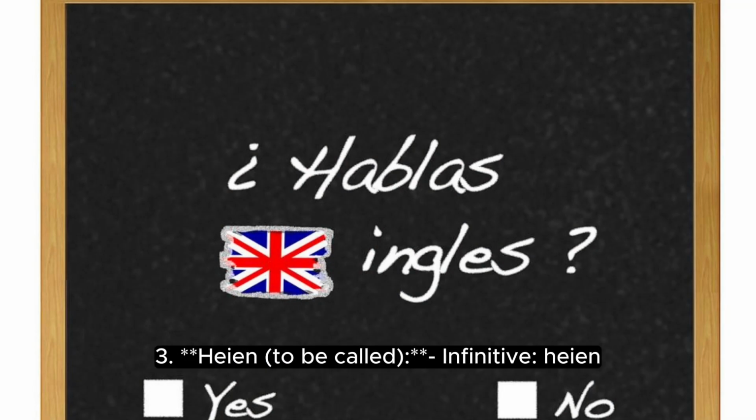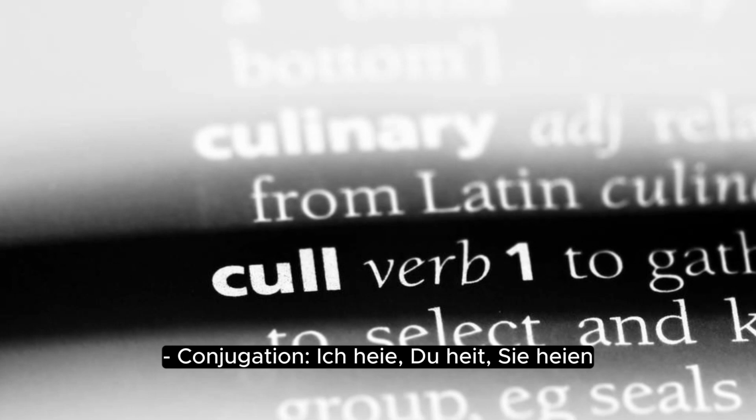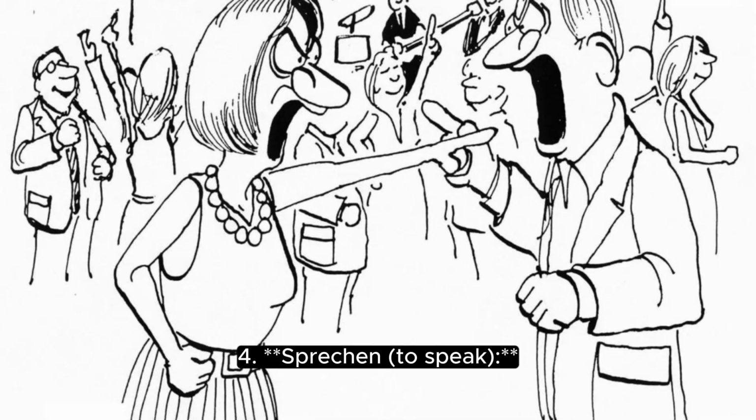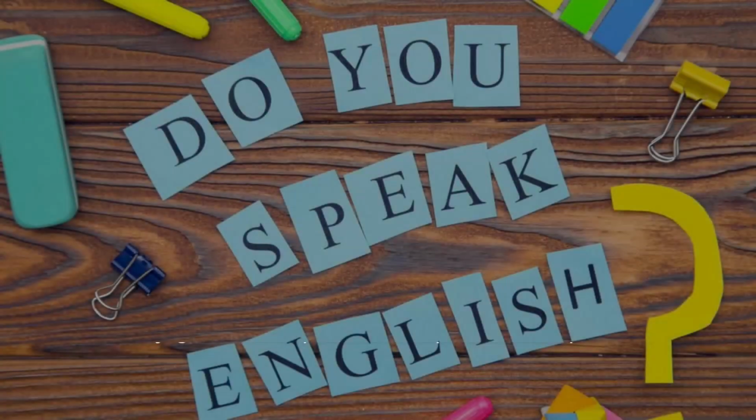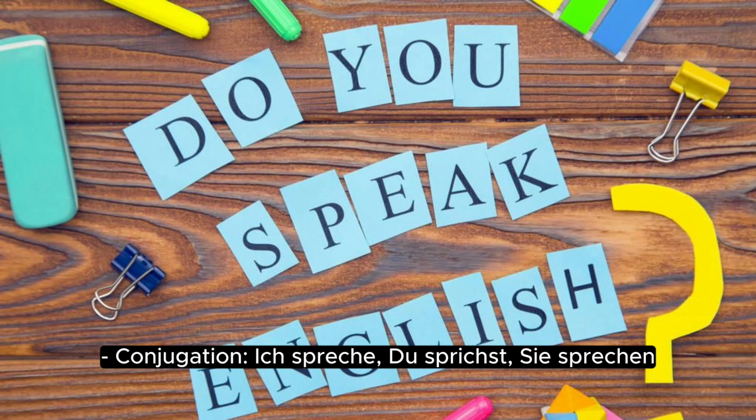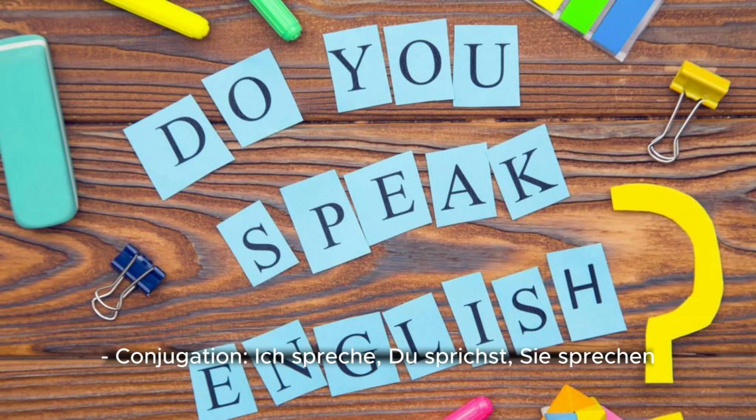3. Heißen, to be called. Infinitive, heißen. Conjugation: ich heiße, du heißt, sie heißen. 4. Sprechen, to speak. Infinitive, sprechen. Conjugation: ich spreche, du sprichst, sie sprechen.